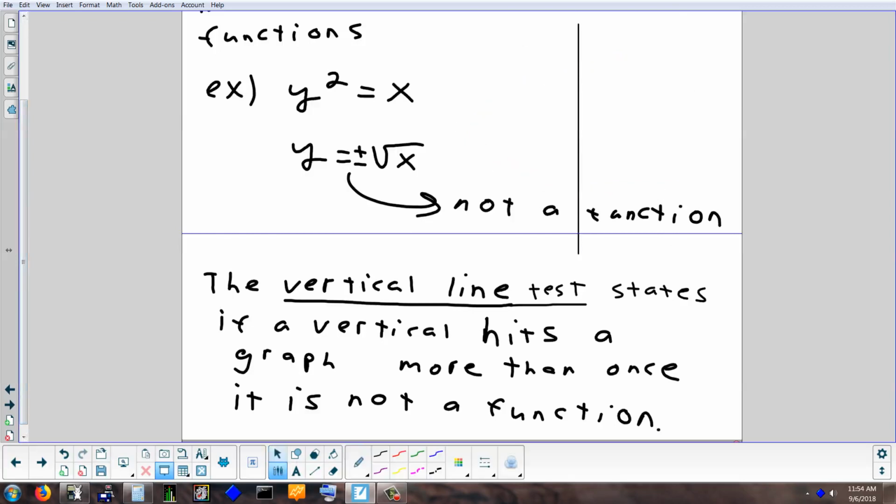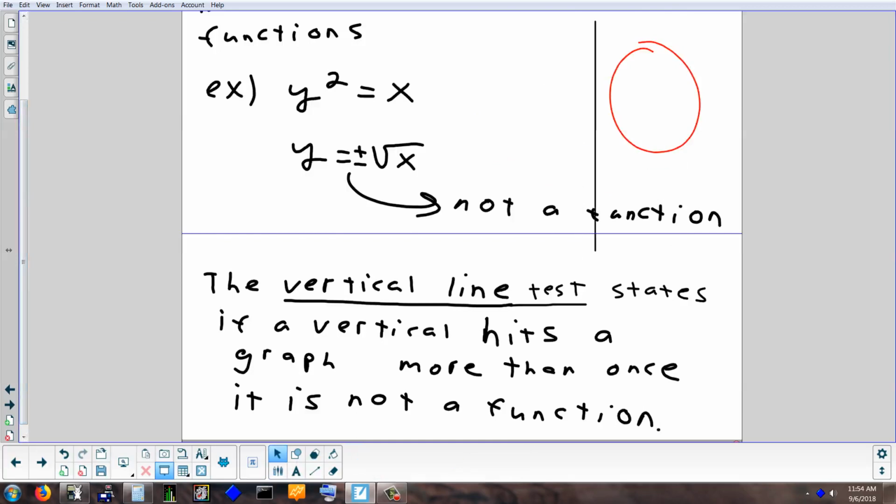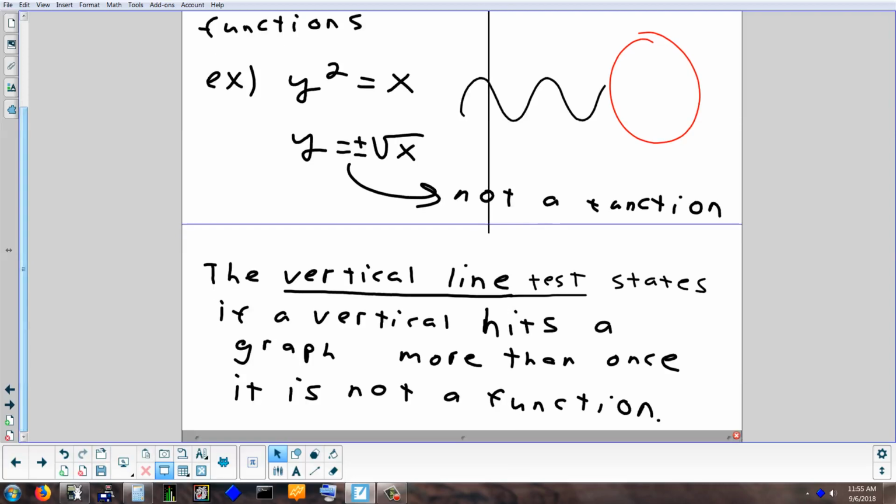How about a circle? Function? Nope. Because I can move the line so it only hits once, but the point is I can do it so it hits twice. Not a function. How about a parabola? Function or not a function? It's a function. The sides get steep, but they don't ever go straight up. It only hits it once. How about something like this? It's a sine wave. Does a vertical line ever hit that more than once? Nope. It's only hitting it one time. A horizontal line would hit it more than once. That's something else. We'll talk about the horizontal line test much later. But that's the vertical line test. Any questions on that?